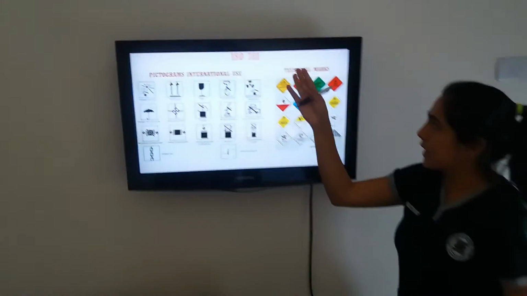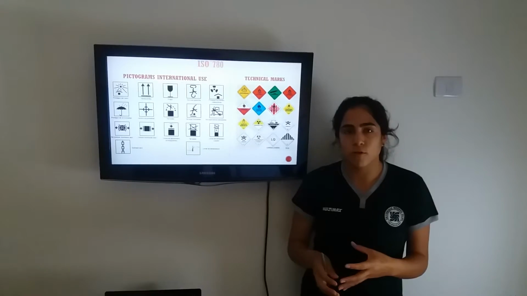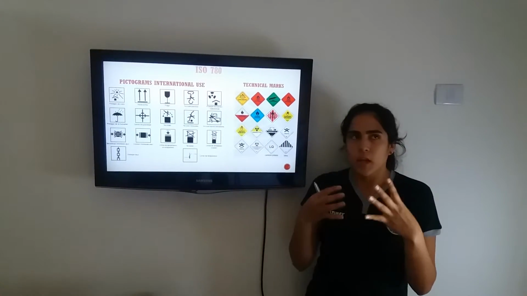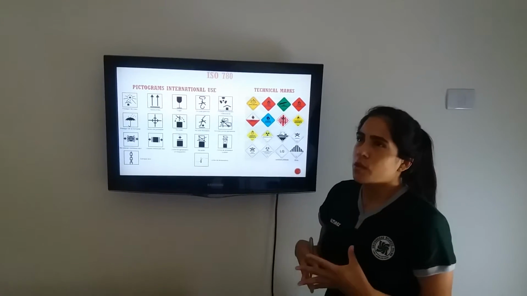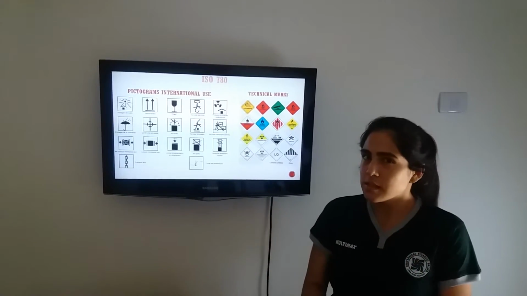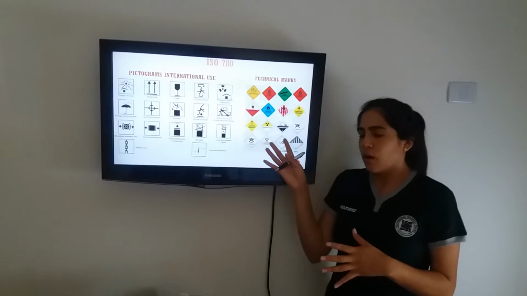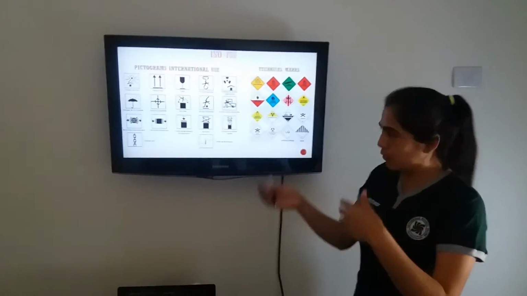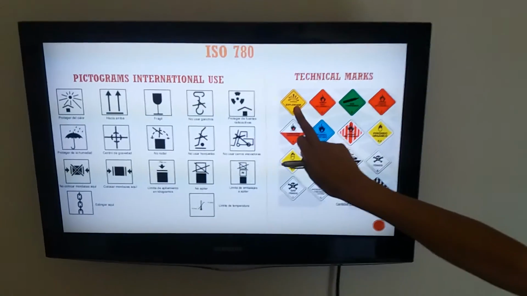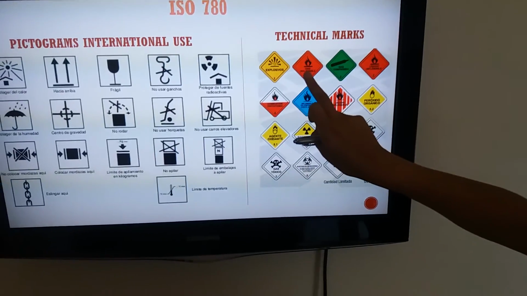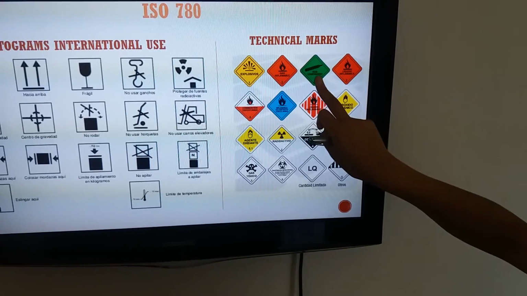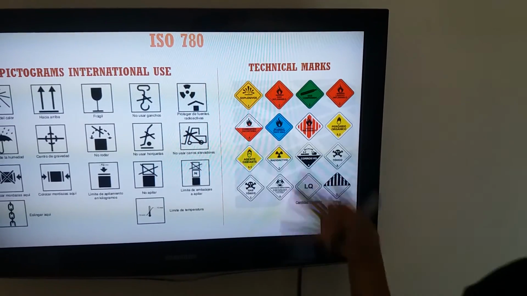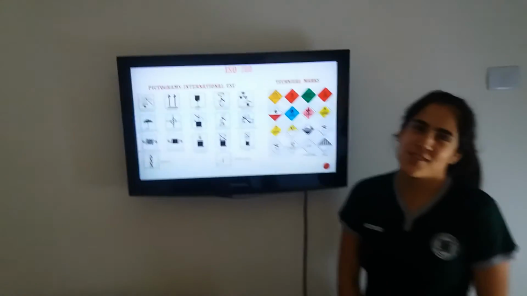And you can see the technical marks or recommended labels that should have a diamond shape with angles of 25 degrees, and the size is 10 centimeters by 10 centimeters. For example, explosives, flammable gas, compressed gas, flammable liquid, spontaneous combustion, etc. Okay, teacher, thanks.